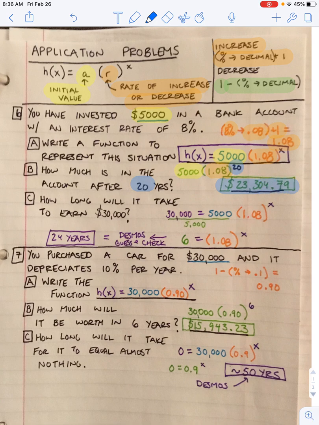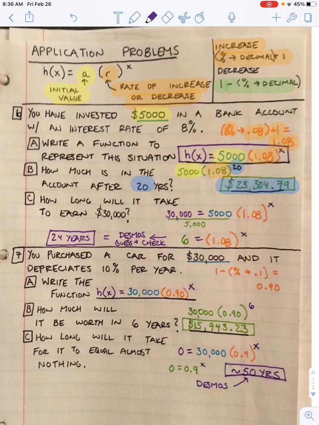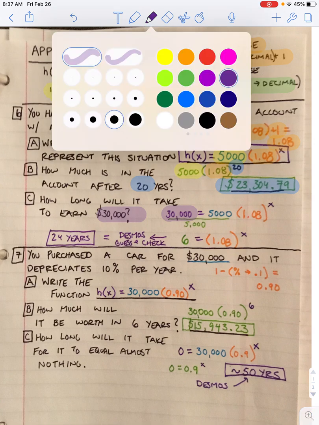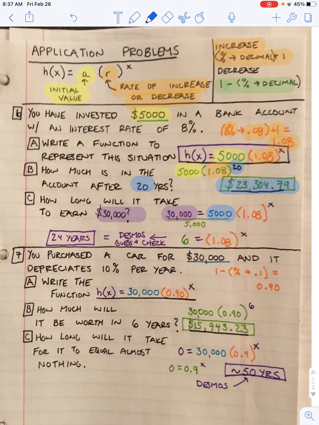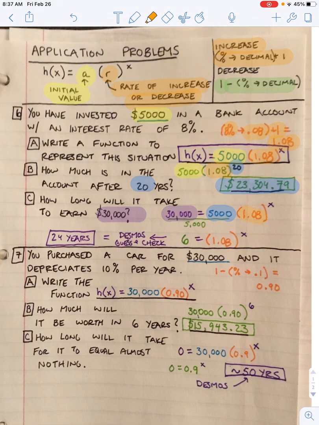Now for the third part of our problem, part C, how long will it take to earn $30,000? So we are basically going to be guessing and checking. We'll teach you later on in the unit how to do it using logs. So for right now, we want to earn $30,000. So that's our total. That's our h of x. So 30,000 is equal to our initial investment of 5,000 times our 1.08, which is the same, raised to the x.